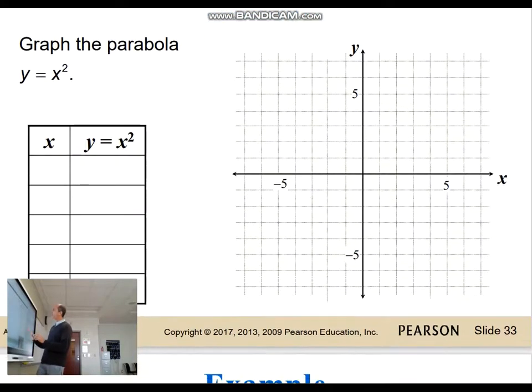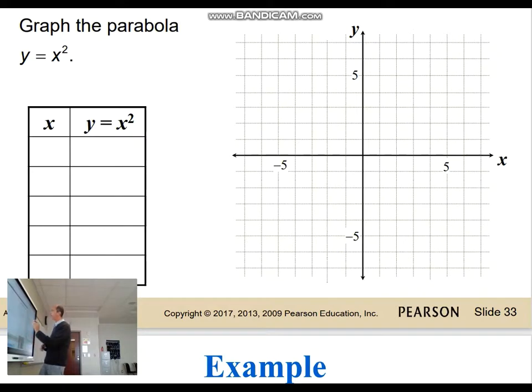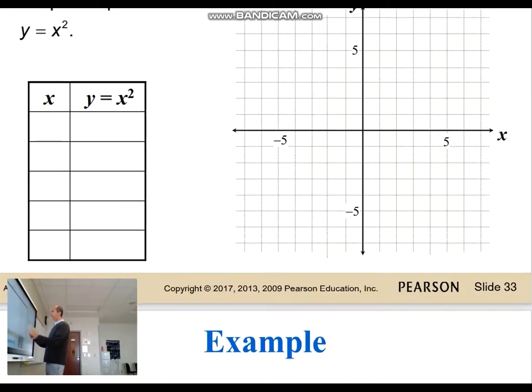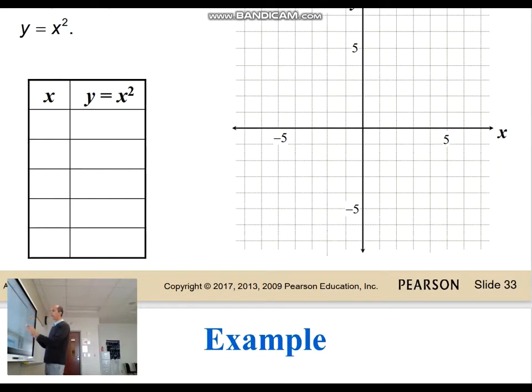One example is y equals x squared. These have a special name. This is the parabola. The name of this graph is a parabola. And we need to find several points here, several ordered pairs, to be able to draw a nice and good approximation of the graph.